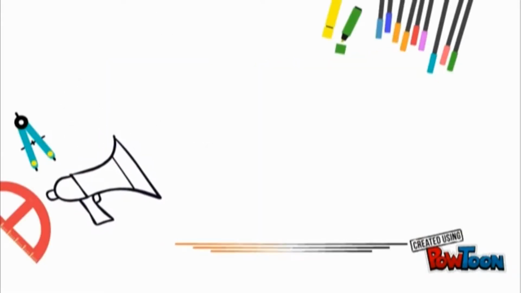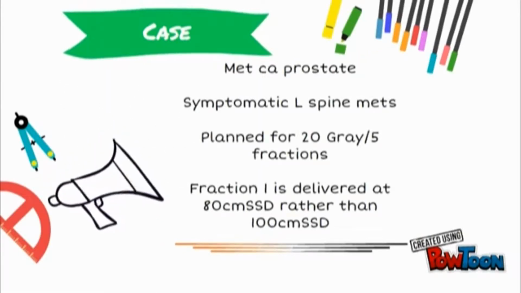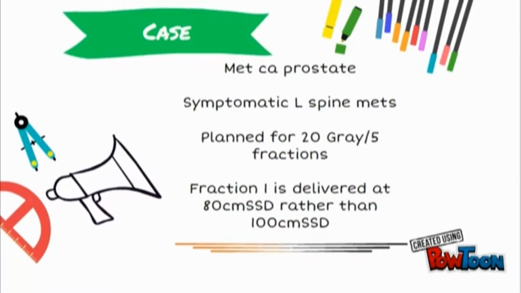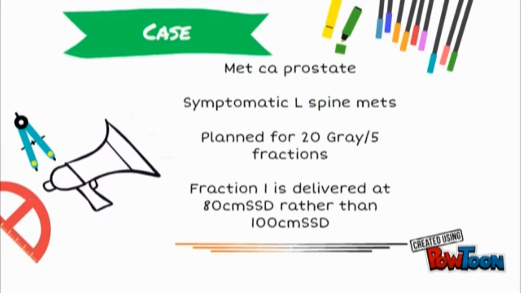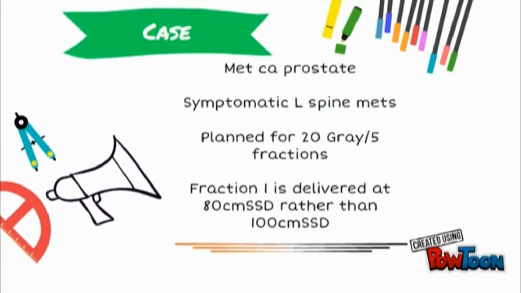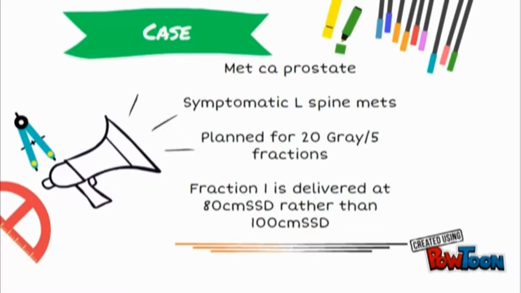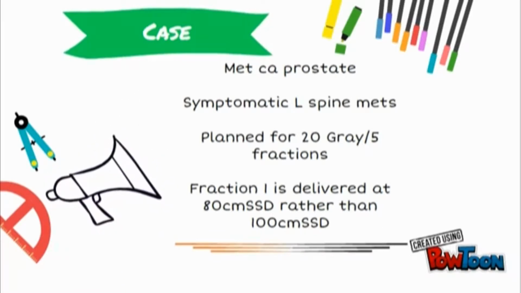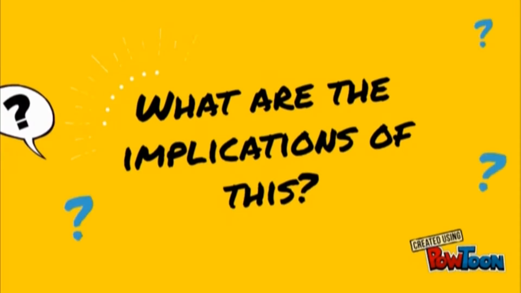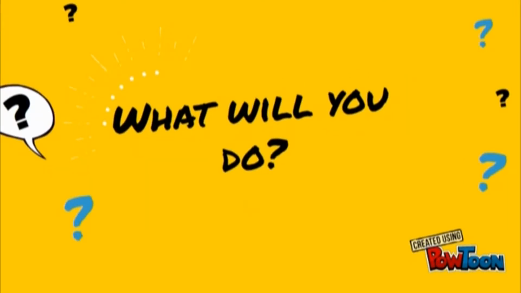We will talk about the case study of palliative cancer, which is prostate cancer with symptomatic lumbar spine mets. This patient has been planned for 20 Gy over 5 fractions. However, in fraction 1, it was delivered at 80 cm SSD rather than 100 cm SSD. So what are the implications of this, and what would you do?